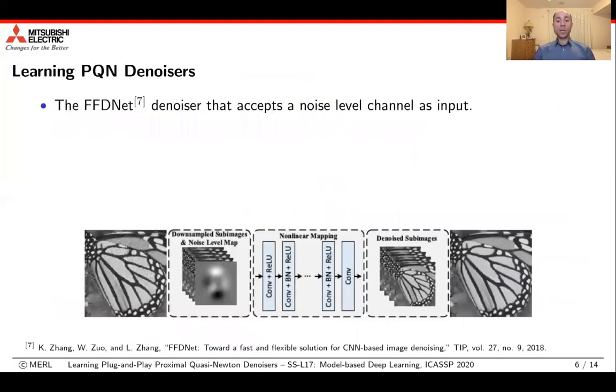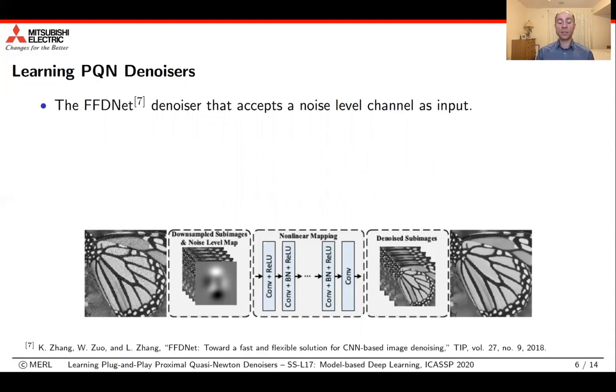In our paper, we tried to go through a different route where we looked for denoisers that take in as input a noise level map. And what we found was the FFDNet denoiser, which takes a noisy image as input, partitions it into 4 sub-images by taking, let's say, every 2 by 2 pixels and then assigning them to a different channel.